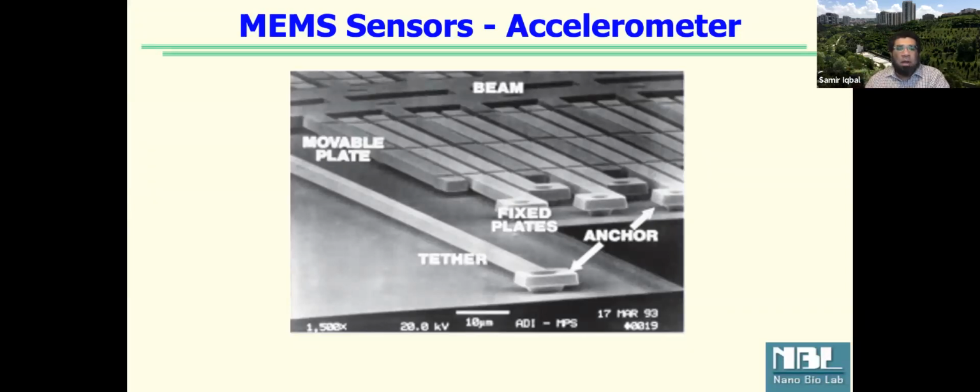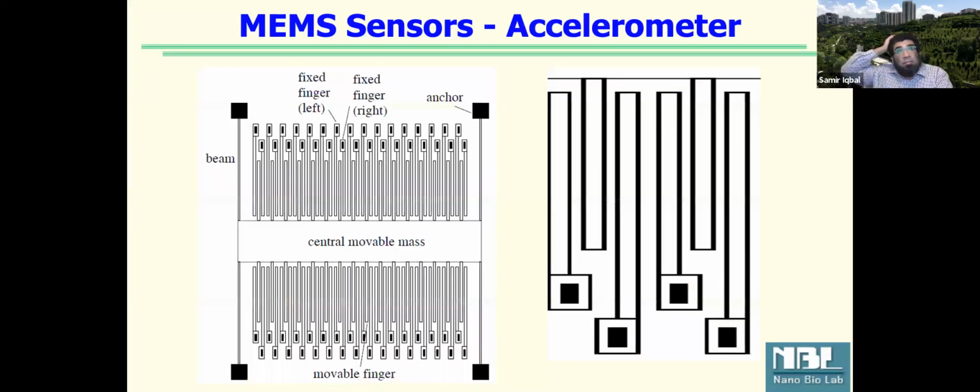Some parts are moving, some parts are stationary, stuck to the substrate at the lower level, and others are moving. So when the whole body moves, the movable parts would stretch and flex. Whenever there is a momentum change, we can measure that. We can measure that in many ways: by capacitive change, by inductor change, or just by change in resistance. So here's a cartoon of the design of an accelerometer, right? You have a beam, there are fixed fingers, there is a movable mass.